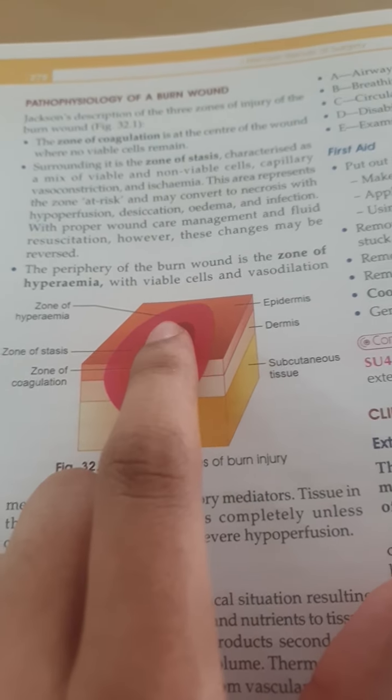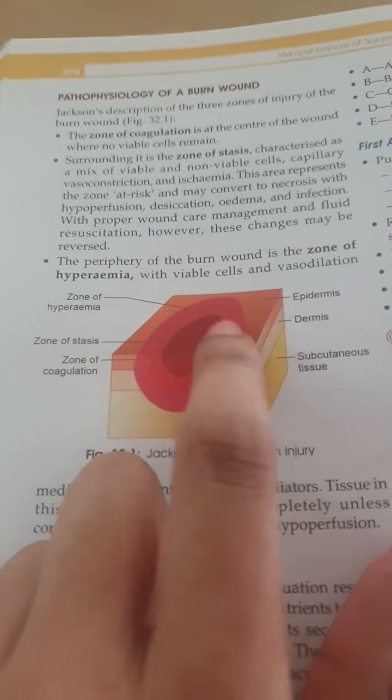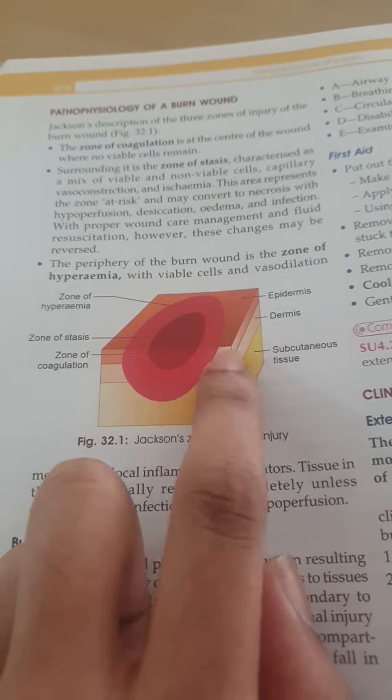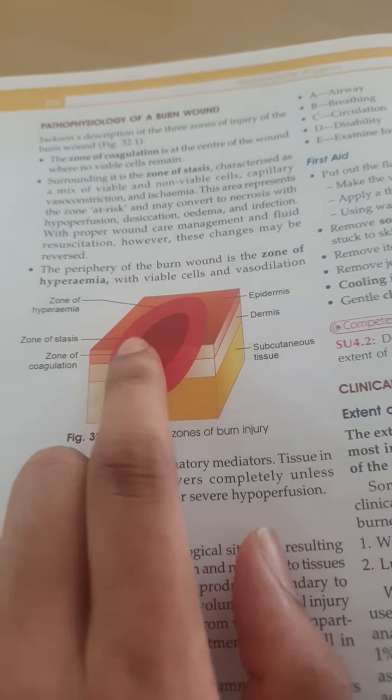Coagulation, that is, no viable cells. All dead cells which are not living will be accumulated in this zone of coagulation. And in the zone of stasis, what do you see? You see a mixture of living as well as dead cells, that is viable and non-viable cells.